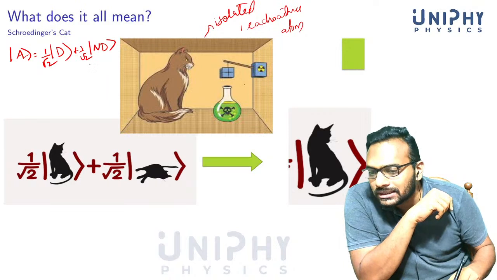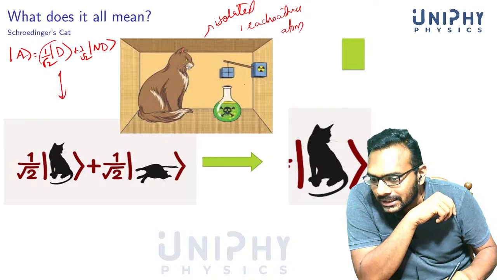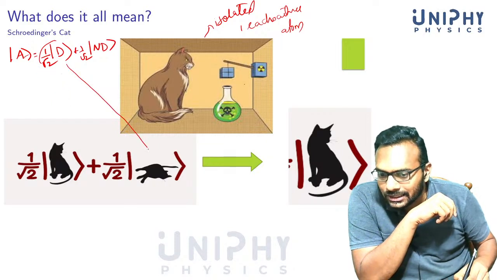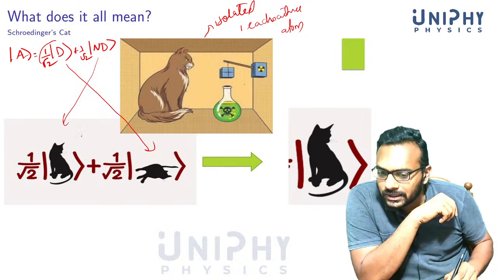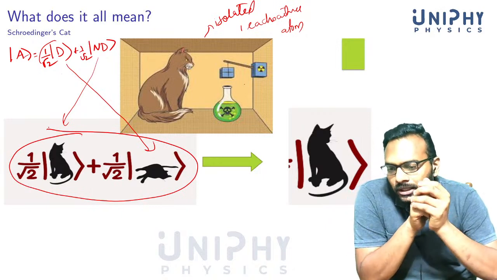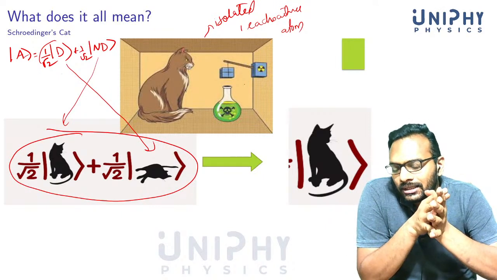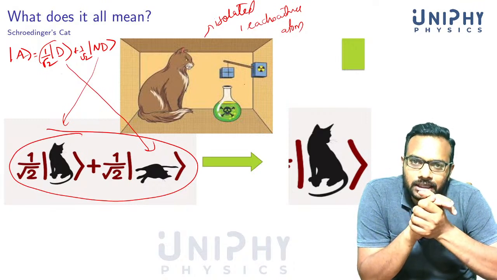But what's the corresponding state of the cat? If the atom is decayed, the cat is dead. If the atom is not decayed, the cat is alive. So the state of the cat is dead plus alive. So Schrodinger is asking, are you saying that the cat is both dead and alive at the same time if you are not looking at it?